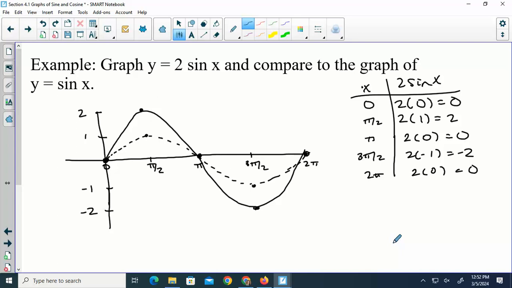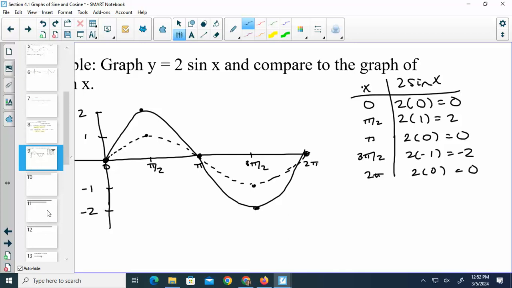So it's the same general shape, but it got taller. What do you think would happen if I multiplied it by 1/2? You get compressed. Shorter. It would get shorter. Okay, so a number out in front is changing those high and low points. All right, in terms of trig functions, that word is amplitude.